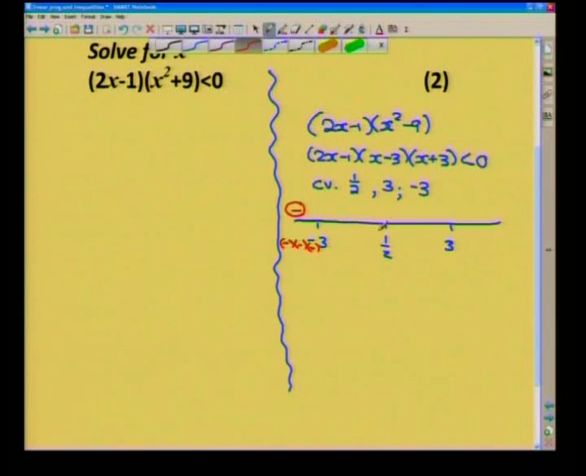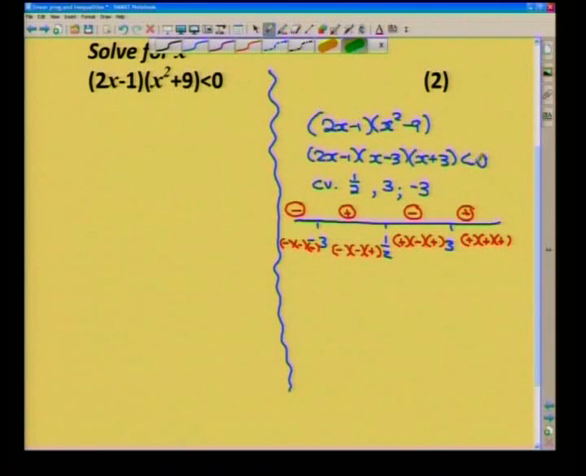Let's choose between these two. Let's take 0. If I take 0, that's a minus, and a plus. So that's going to be a plus. And over here, if I choose between these, let's take 1. It's going to be a positive, a negative, and a positive. So overall, a negative. This side, let's take, say, 4. If I take 4, it's going to be a positive, and a positive, which is a positive.